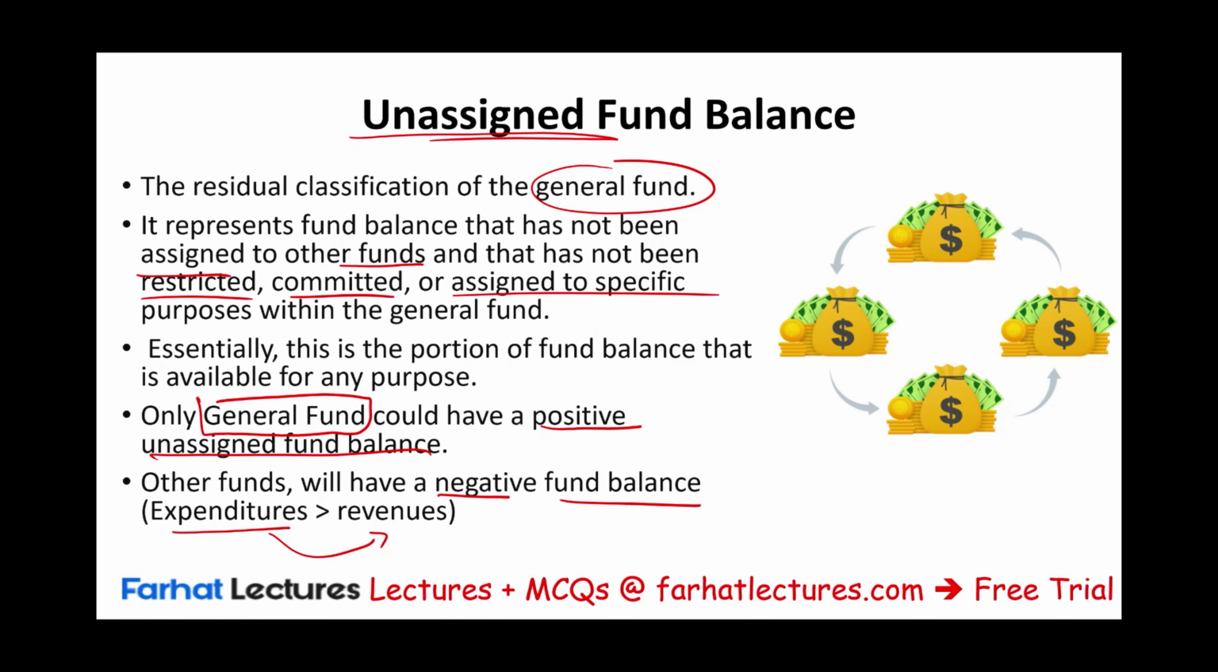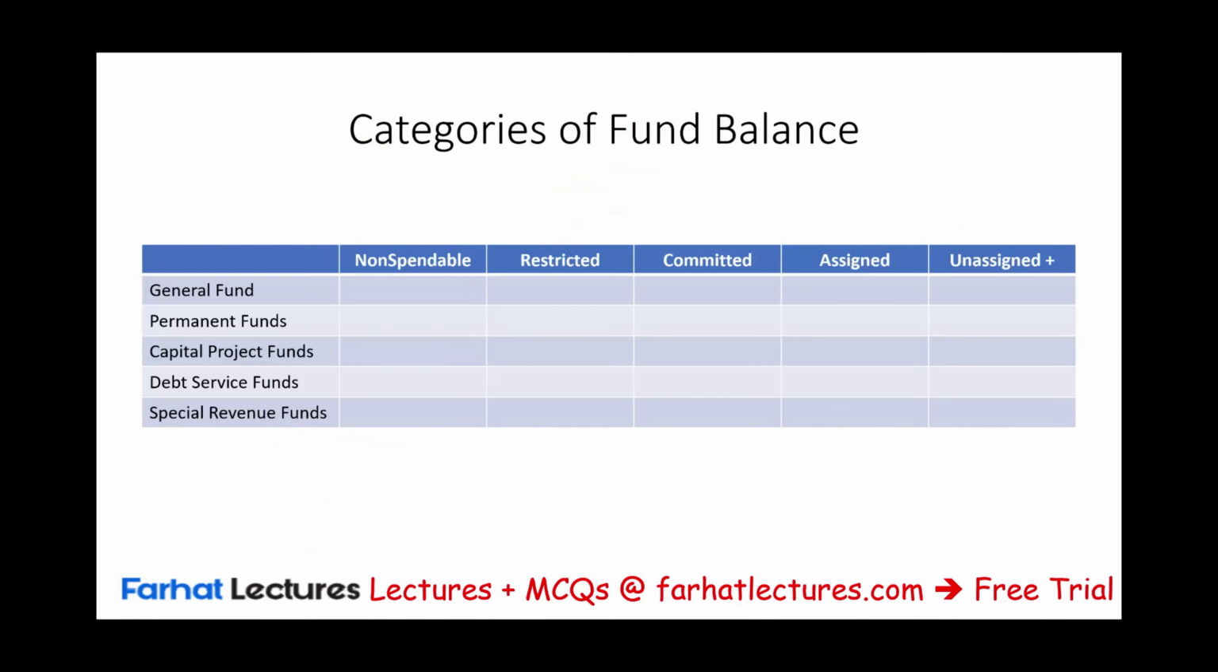Otherwise, in the other funds, you're supposed to have a purpose for the money. It's not supposed to be unassigned. It's supposed to be assigned, committed, or restricted. Well, if it is assigned, restricted, or committed, and you have more expenditure than revenues, you're going to have a negative fund balance. Now let's take a look at this picture to determine which fund will have which categories of fund balances. Starting with the general fund, remember we only have one general fund.